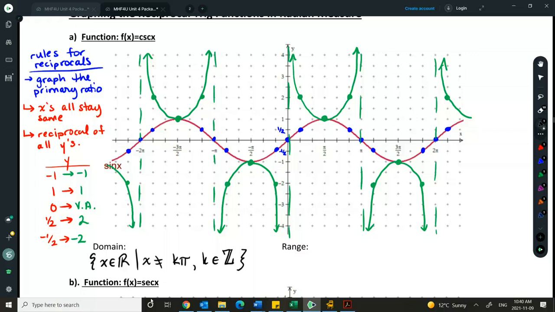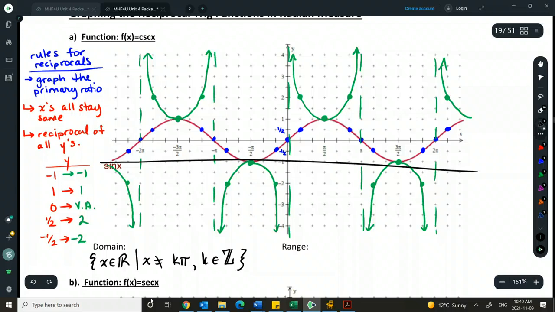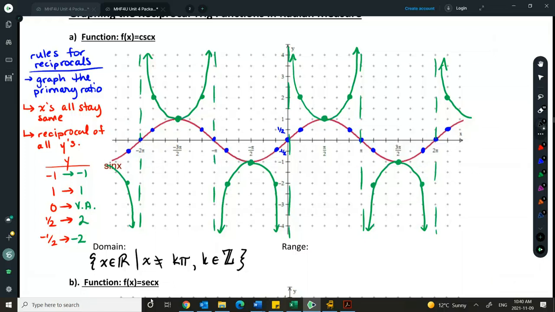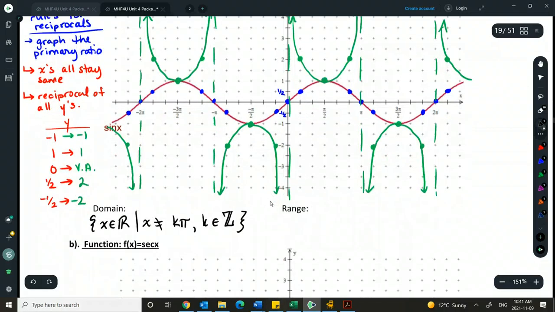For range, my graph goes forever downward and forever upward, but there is a section in the middle that my graph doesn't go along. It happens from here to here, right? My graph is not in between here. So I need to exclude the values from negative 1 to 1. So it's actually the inverse of what the domain is for the original, or the range is for the original function.